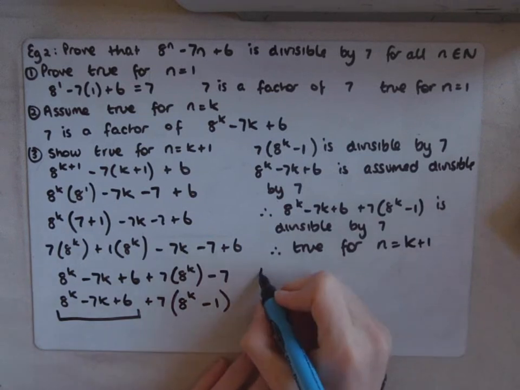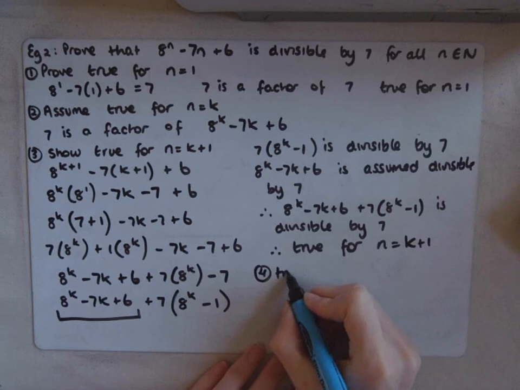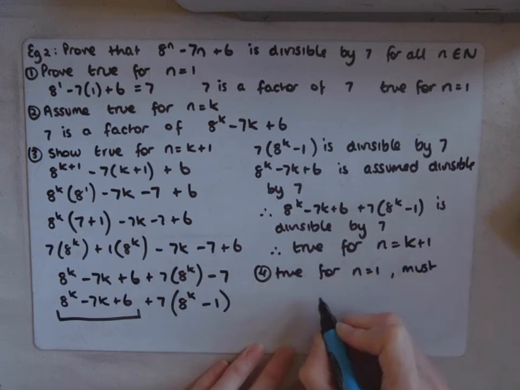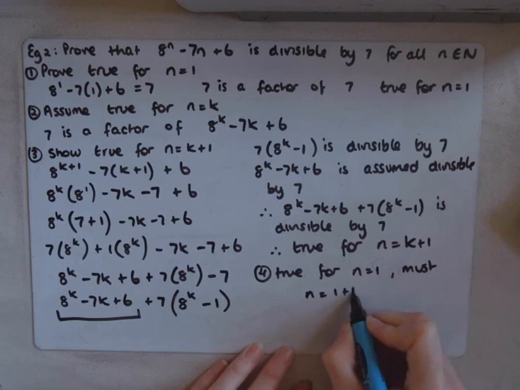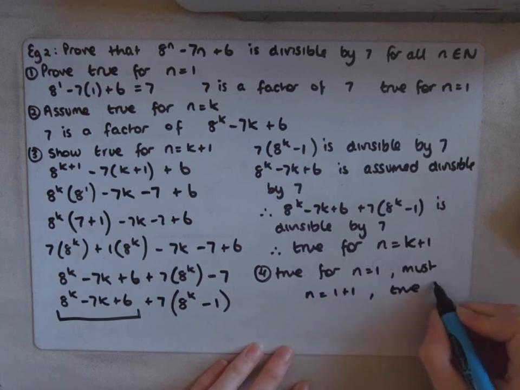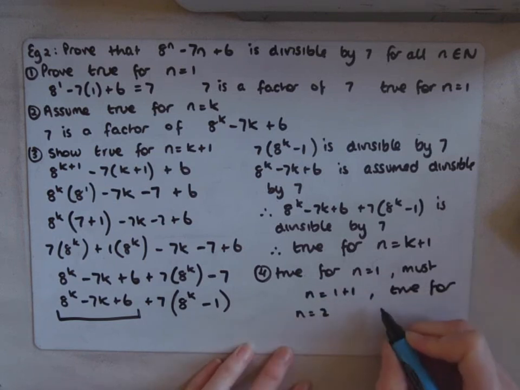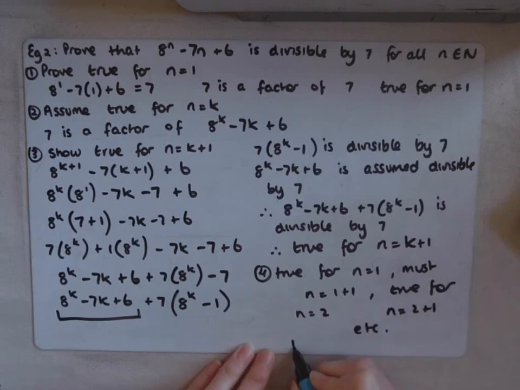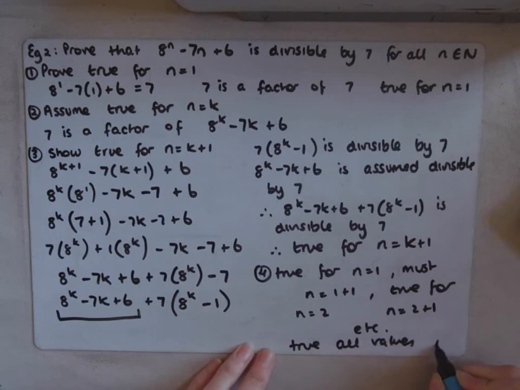Then you go to your fourth step and say, okay, true for n is equal to 1 must be true for n is equal to 1 plus 1. True for n is equal to 2 must be true for 2 plus 1, etc. True for all values of n. Is that okay?